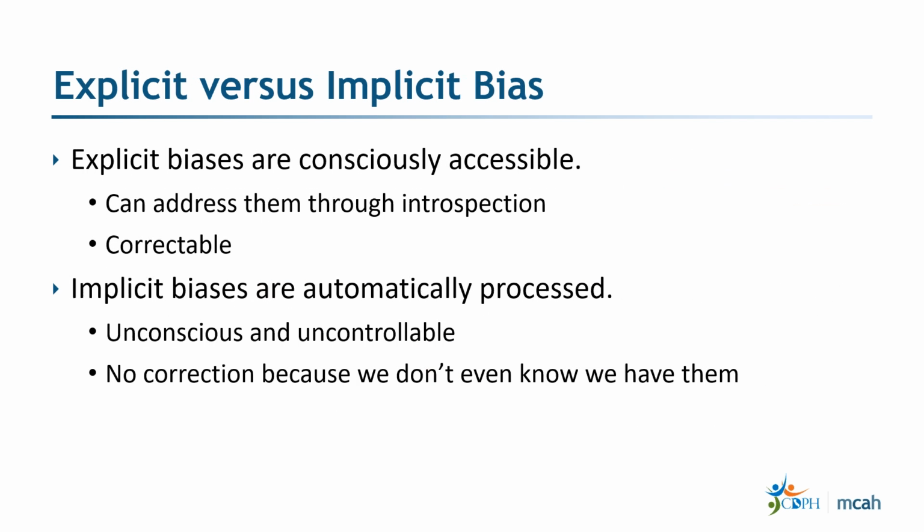So let's talk about explicit versus implicit biases. Explicit biases are known. They are judgments we are aware of, even if we choose to conceal them for the purpose of social or political correctness. We can think about how they developed, and we can correct them through introspection. Implicit biases reside deep in the subconscious. These biases are not accessible through introspection. They are unconscious and uncontrollable. We cannot correct them until we know they are there.